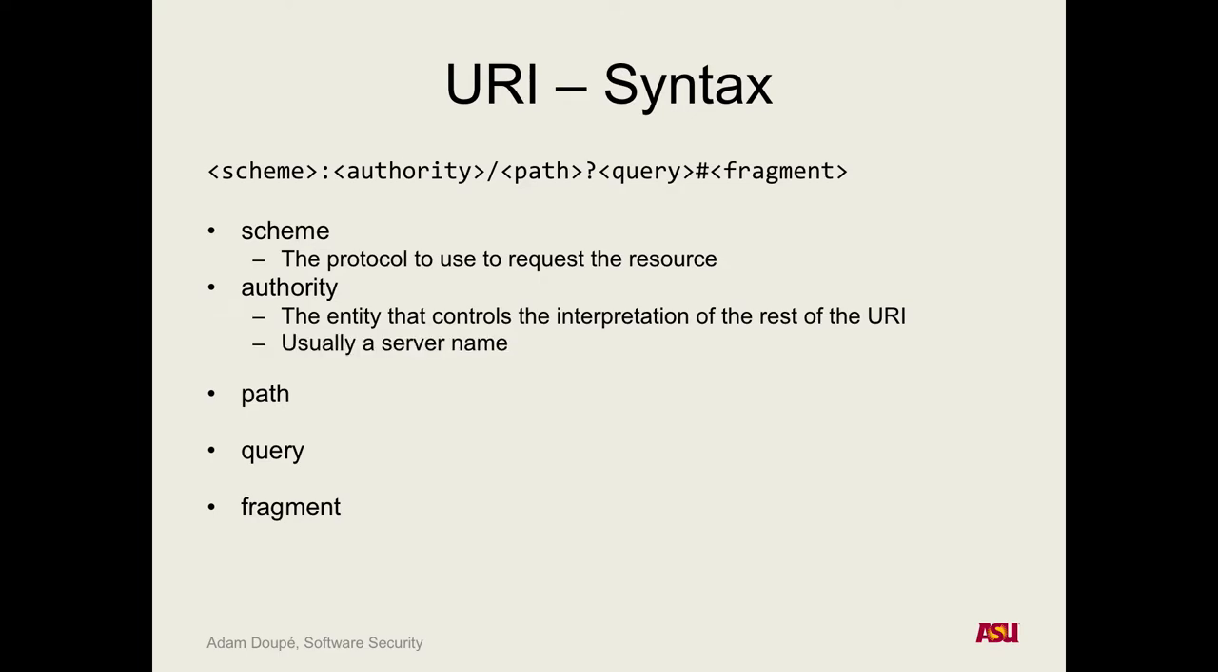The authority is usually a server name. It's usually in this form: username at host, so you can actually specify what username at what host. This is why if you ever got a link with FTP credentials already in it, this is how it's passed. And then a colon and then a port. This is how you specify it if you've ever gone to a non-standard port, like google.com colon some random port number. And this is the TCP port we're talking about here, right?